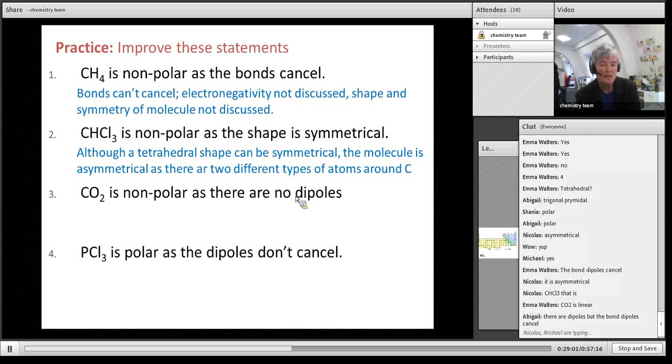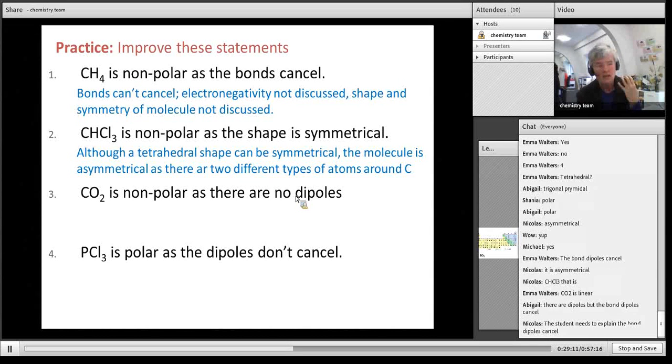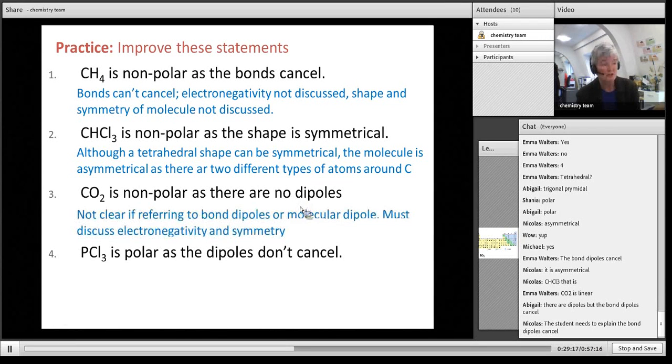So again, Abigail, you said there are no dipoles, but it's clear that there are bond dipoles, which cancel each other out because they're equal and opposite, but there is no molecular dipole. So it's not clear what the student is referring to, and of course they haven't discussed electronegativity and symmetry. Okay, so at the moment those are all not achieved.